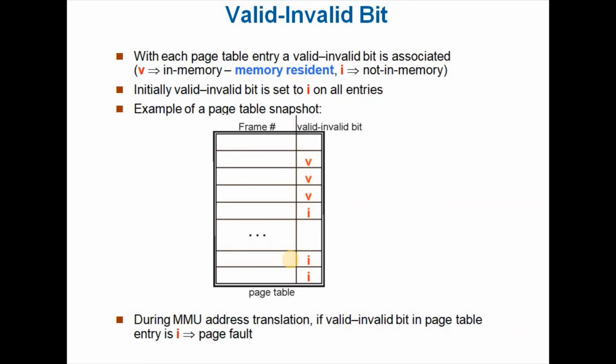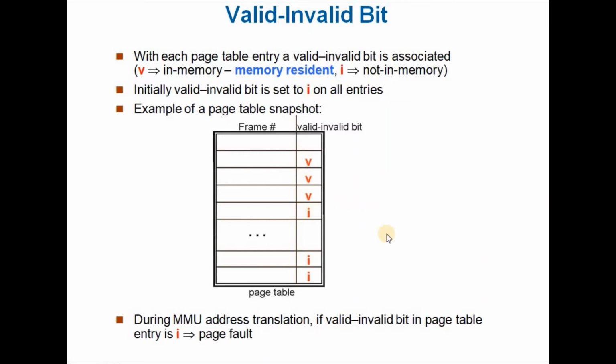Here is the valid-invalid bit. With each page table entry, a valid-invalid bit is associated: V means in memory, memory resident; I means not in memory. Initially, the valid-invalid bit is set to I on all entries. Example of a page table snapshot: here we can see that these are valid pages and these are invalid pages. Whenever the CPU requests a page, we check whether it is valid or invalid. If it is invalid, then we need to copy that particular page from the secondary memory to the primary memory.